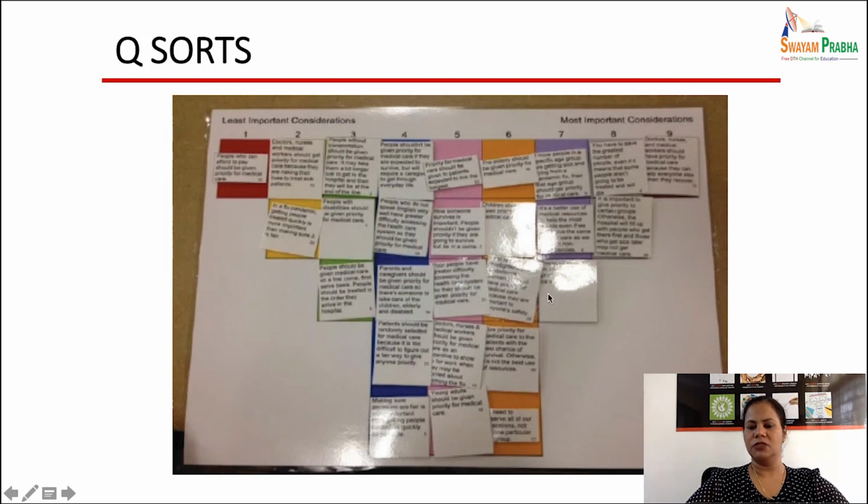A bell shaped forced choice arrangement has to be made, and you can see this is the least important consideration and the most important consideration, and the person has to sort the cards accordingly.